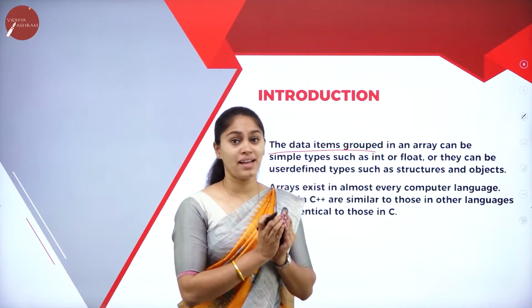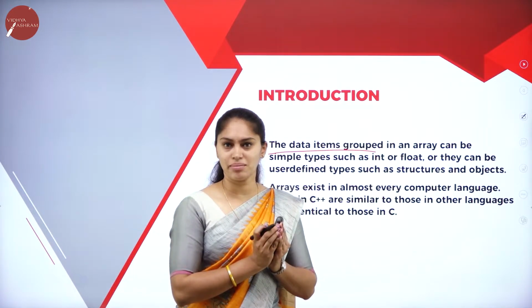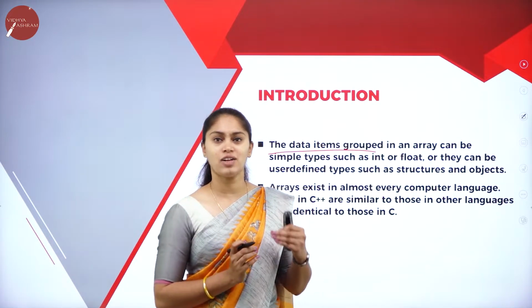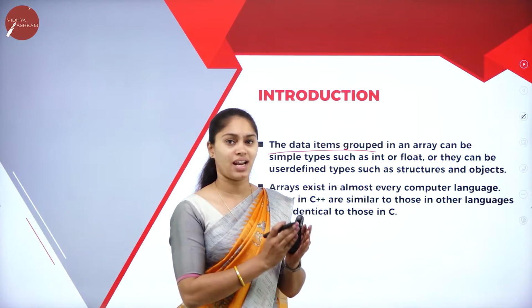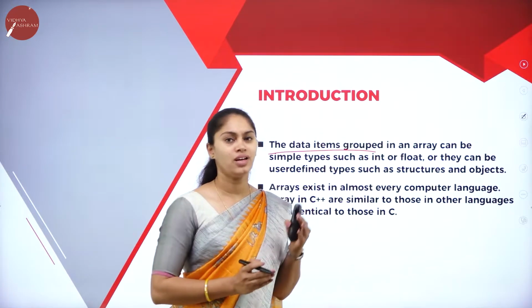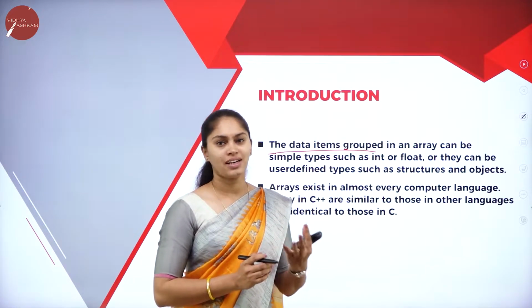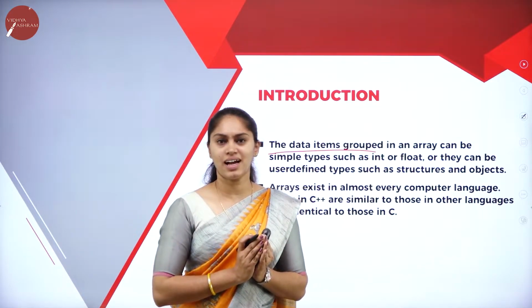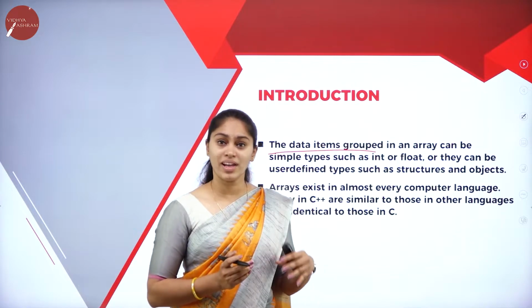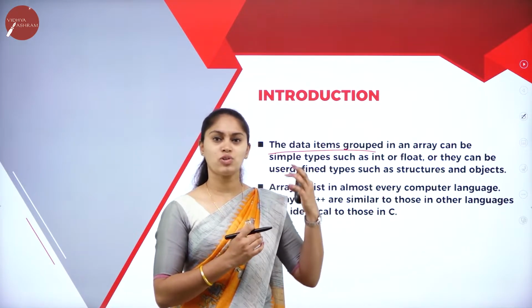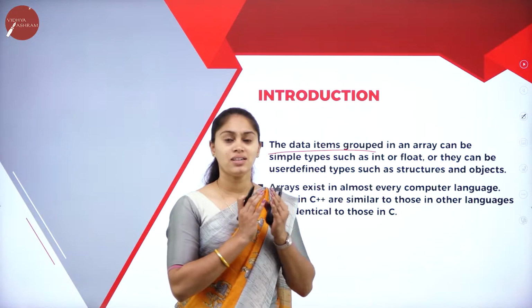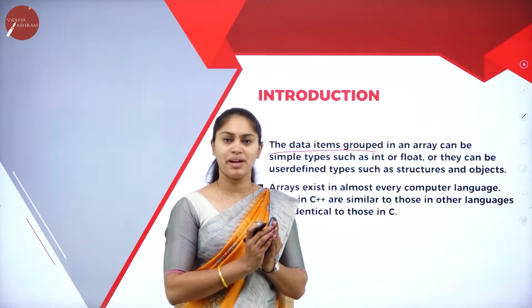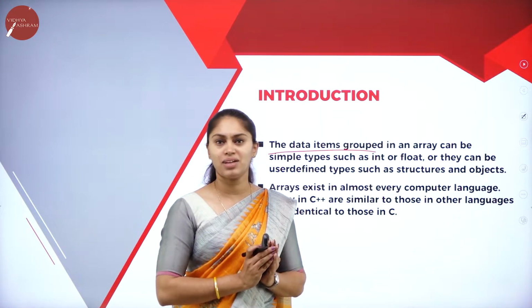I'm grouping similar kinds of data. That means we have to group similar items of the same data type. That may include integer, float, character, double, anything. We have already learned about the data types. So when I want to group a similar kind of data type, we have to assume that we are grouping the same kind of elements which belong to the same data type.